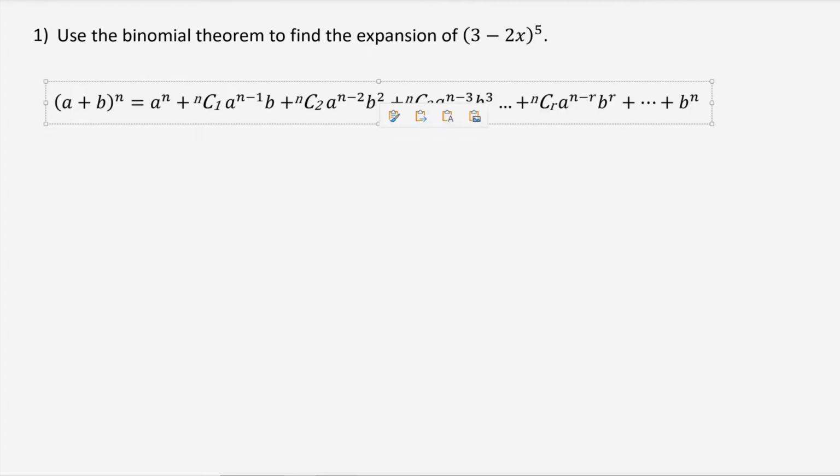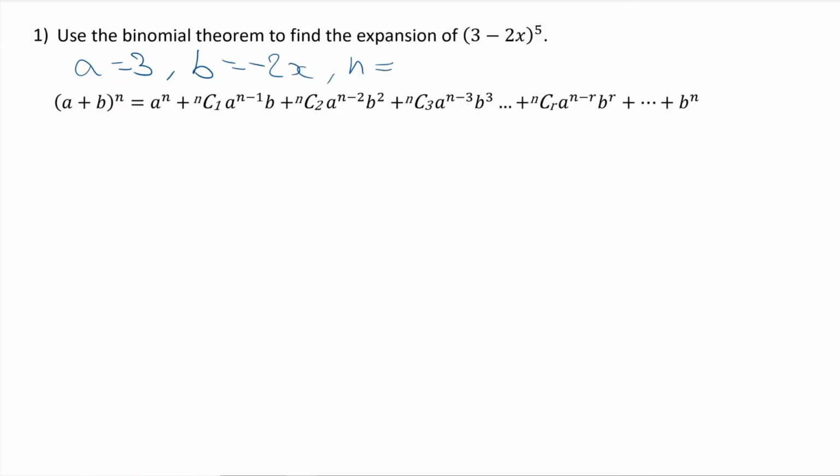Okay, so number 1, use the binomial theorem to find an expansion of (3 minus 2x) to the power of 5. First of all, we're going to use that same binomial expansion equation that we have already established, which means that we can now put (3 minus 2x)^5 into (a + b)^n. That means a would be equal to 3, b would be equal to minus 2x, and n would be equal to 5.